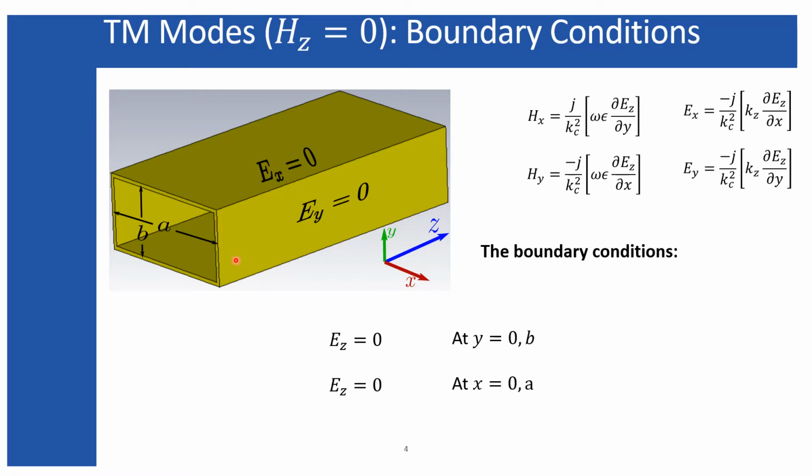Since Ez appears tangential to both the y and x directions, we can easily apply the boundary condition that Ez is equal to 0, because this shielding material is made of conductors, and we know the electric field within the conductors is equal to 0. That is why, in order to maintain the boundary condition, the tangential component of the electric field within the conductor and just outside of the conductor is 0, so Ez must be 0.